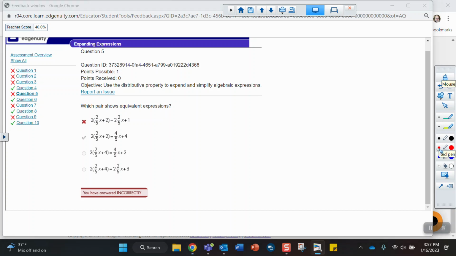Question 5 again, which one shows equivalent expressions? The distributive property is multiplication. You're taking that 2 that's on the outside and multiplying it through the parentheses. So 2 times 2/5 is not 2 2/5. Remember, when you take a whole number times a fraction, we multiply across the top and across the bottom. So that's where they get this 4/5. And then also multiplying through the second number, 2 times 2 is 4. So 4/5 x plus 4 is the correct answer.